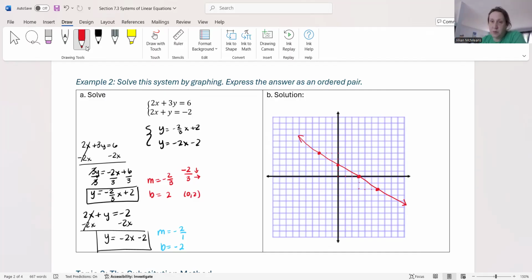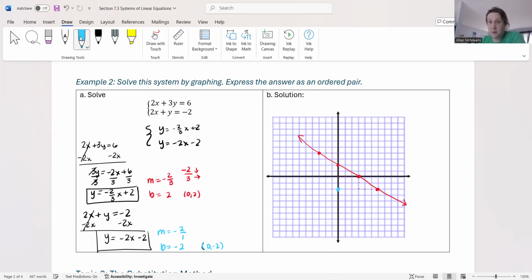Now for the second line, we'll do it in this bright blue color. Our y-intercept was -2. So at the origin, I do not go left or right. I just go down 2 because remember, this is really the ordered pair (0, -2). So that would be right here.